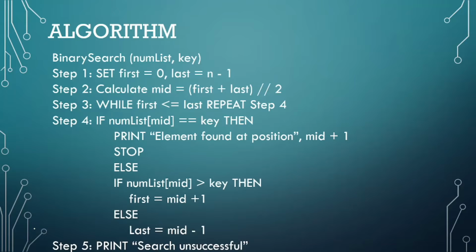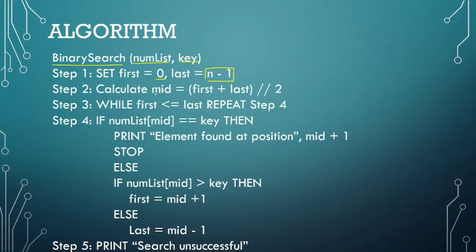Now let's see the algorithm. So the algorithm of binary search, I am giving binary search as the name of my algorithm, and I am passing two arguments, num list and key. Key is nothing but the searching element. Now step 1 is what? Set first equal to 0, which means the first element is 0, last equal to n minus 1. N minus 1 is nothing but the last element. N is the length of the list, n minus 1 is the last element.